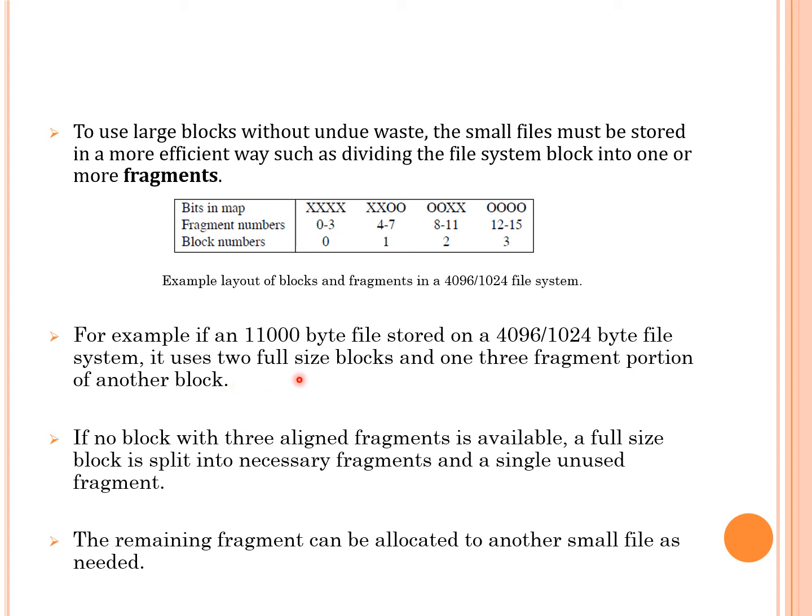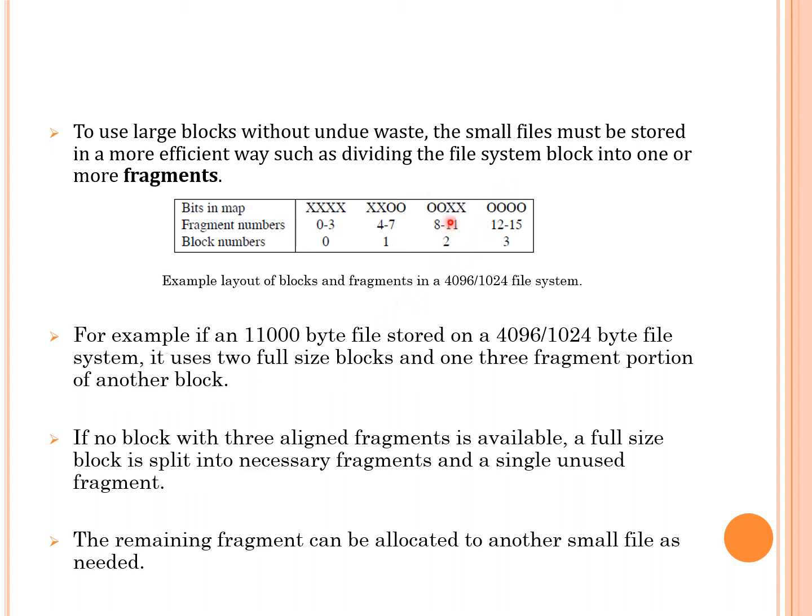For example, if we consider an 11,000 byte file stored in a 4096 byte block, 1024 byte fragment file system, the file will use 2 full blocks and one 3-fragment portion of another block. If no free block with a 3-fragment portion is available, a full-size block is split into the necessary fragments.